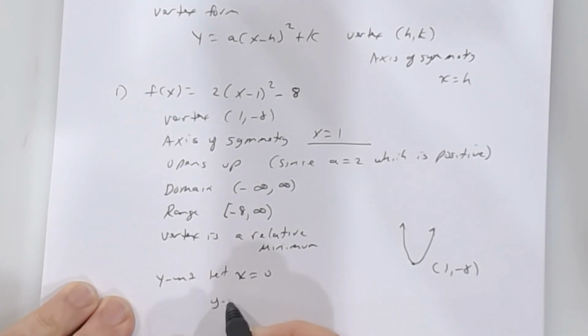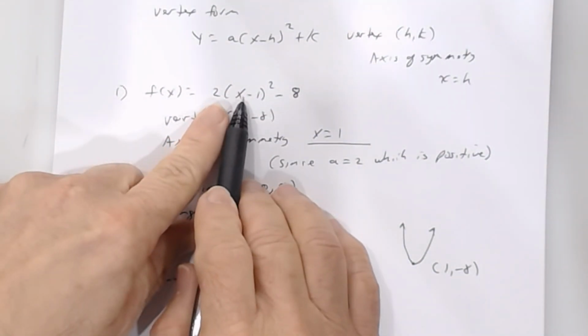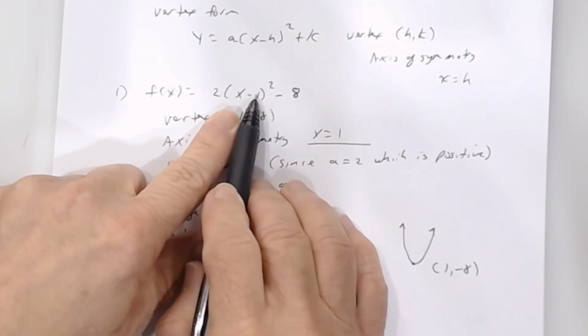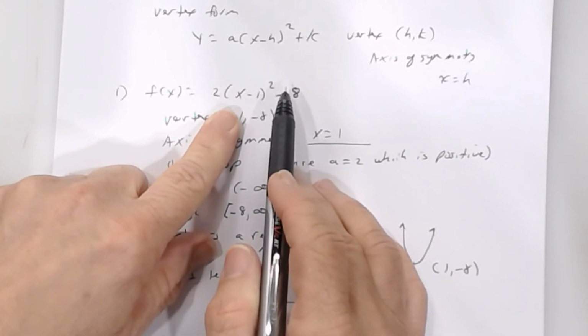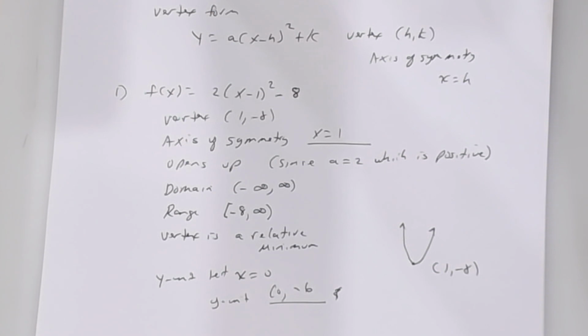All right, so your y-intercept, blank. And it's probably going to tell you to write it as an ordered pair. So you're going to say 0 comma something. So if x is 0, what's 0 minus 1? Negative 1. What's negative 1 squared? 1. What's 1 times 2? 2. What's 2 subtract 8? Negative 6. So there's your y-intercept.